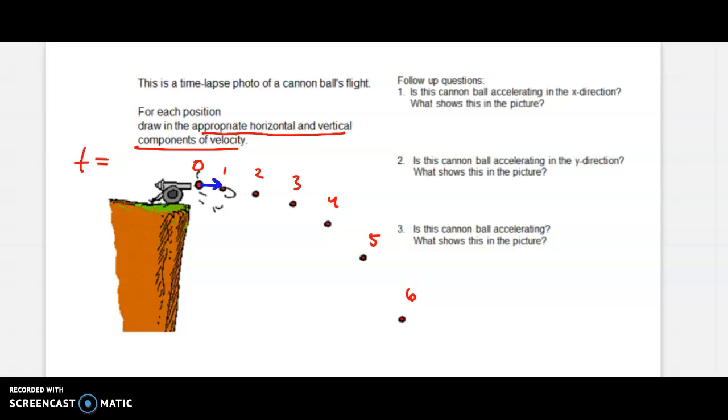Now, what I'd like you to do is stop the video, and try to draw velocity components X and Y, if appropriate, on cannonballs 1 through 6. Stop the video here.